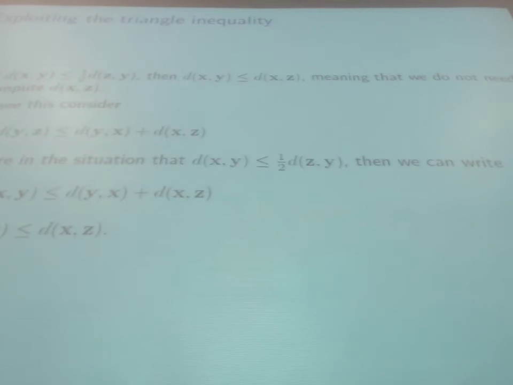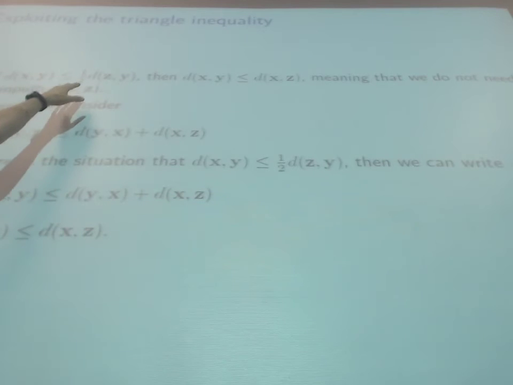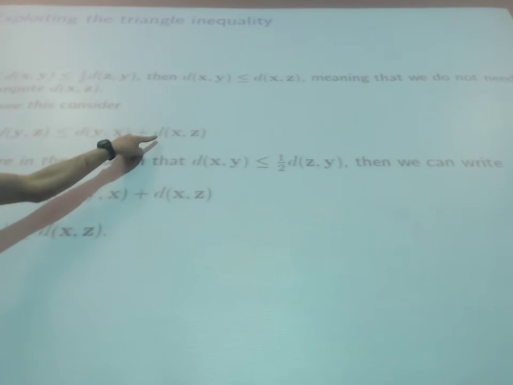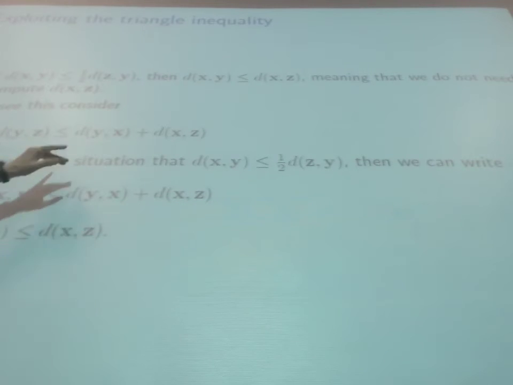Okay, so the first thing I claim is this: you've got x and y, and you've also got the distance between z and y. If the distance between x and y is less than half the distance between z and y, then you know that the distance between x and y is less than the distance between x and z. To prove that, for a metric, we have this inequality. The way to visualize it is that we've got y to z here, and we just insert x. If you remove x, it gives us the distance between y and z, and we're adding these two to get this bound.